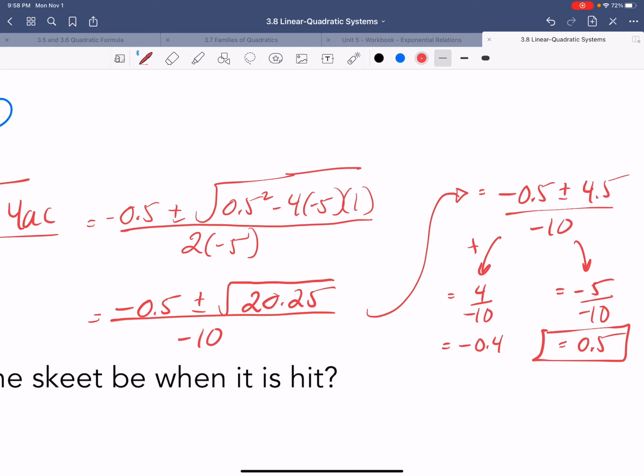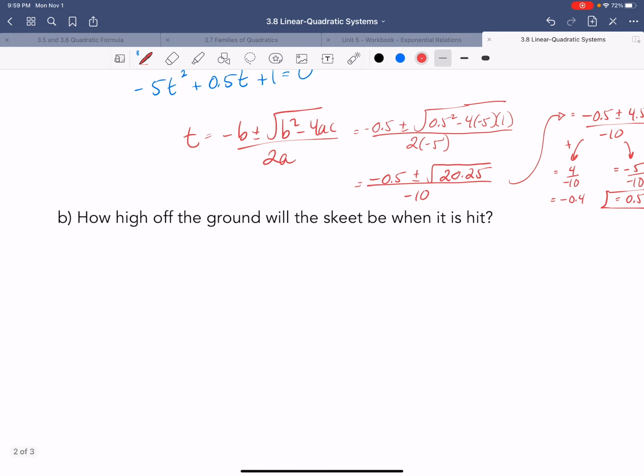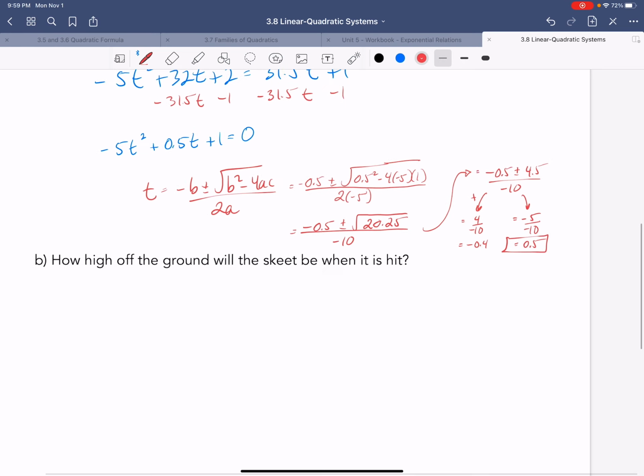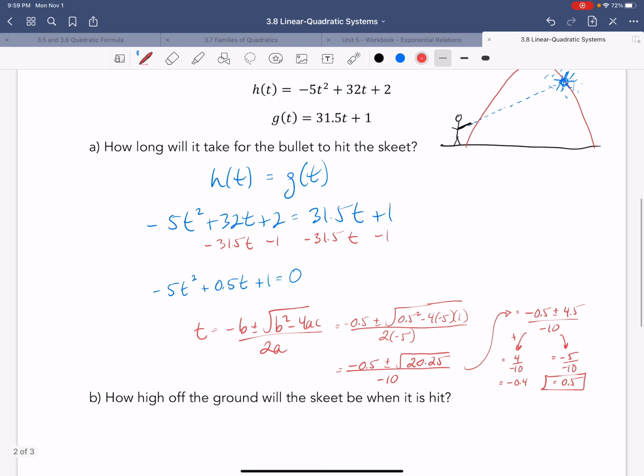So when t, or time, is 0.5, half a second, that's when the bullet hit the disc. And how high off the ground will it be when the bullet is hit? So you're finding either h at 0.5 or g at 0.5. Doesn't matter which one. So I would think that g would be easier to solve.